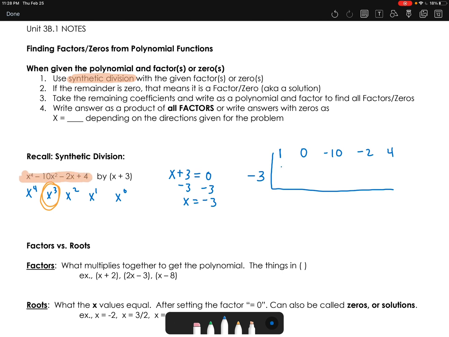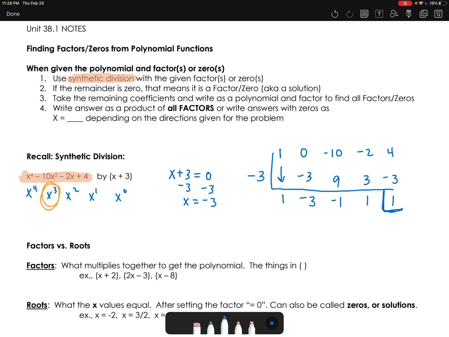So if we remember synthetic division, we bring down our first coefficient, and then we multiply -3 and 1, and we end up with -3 to put underneath 0. We add these numbers together to get -3. And then it's just a loop. Now we are multiplying -3 times -3 for 9. Now we're adding -10 and 9 for -1. We're multiplying to get 3, adding to get 1, and then multiplying -3, and then adding to get 1. And here is our remainder at the end.